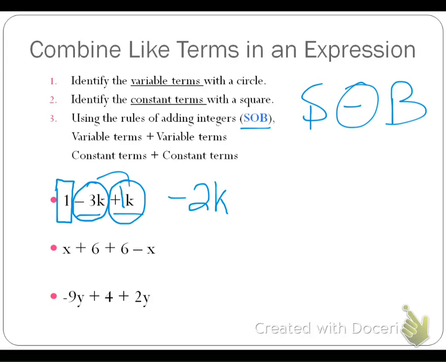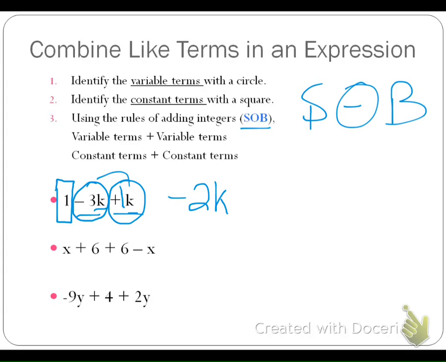Combining like terms is like a family. You can only combine them if they have the same last name, in this case the last name of k, and when you combine them, it's like the parents of negative 3 and positive 1, their child is negative 2.